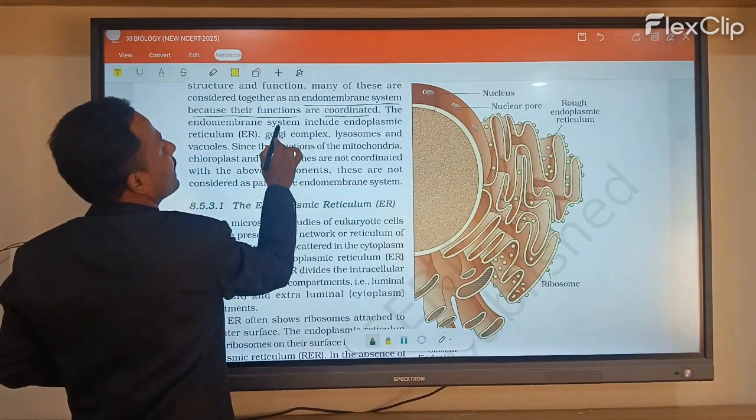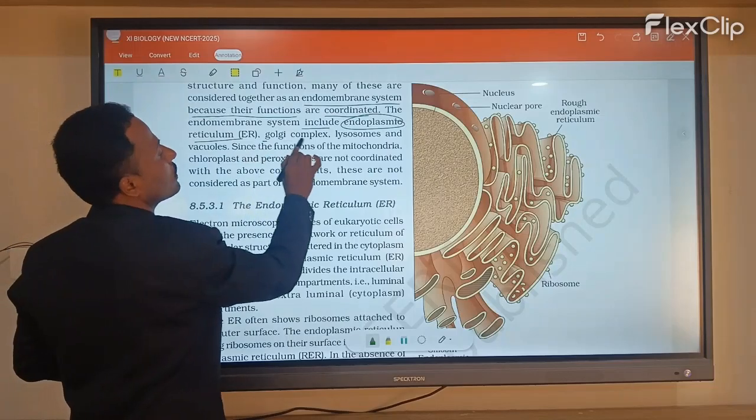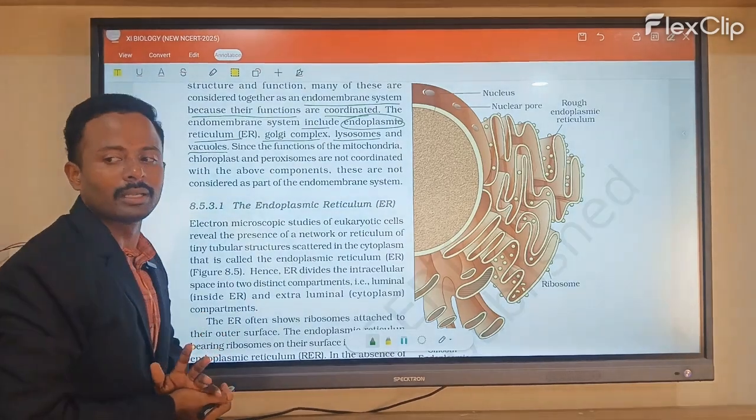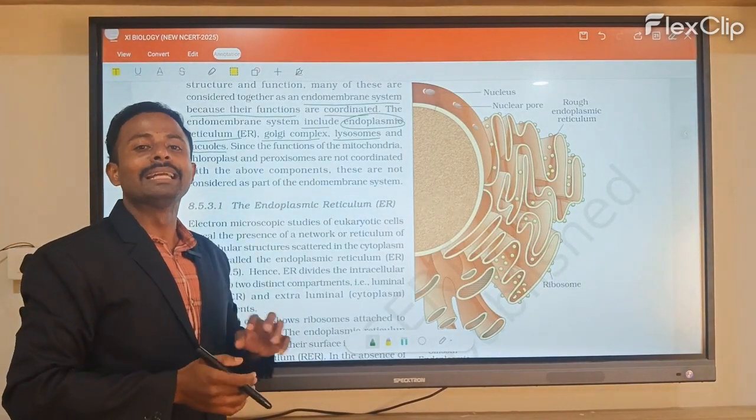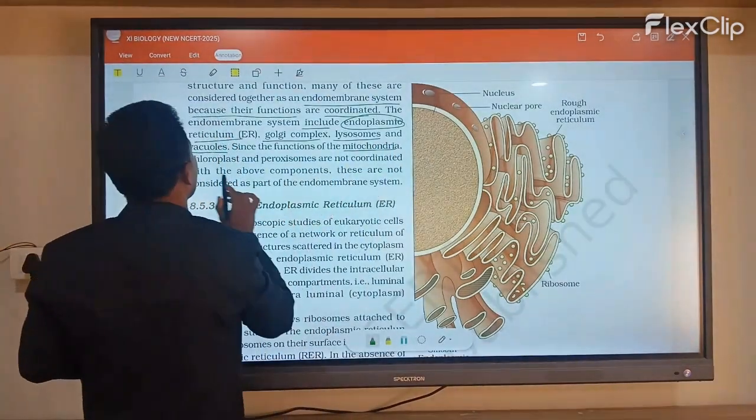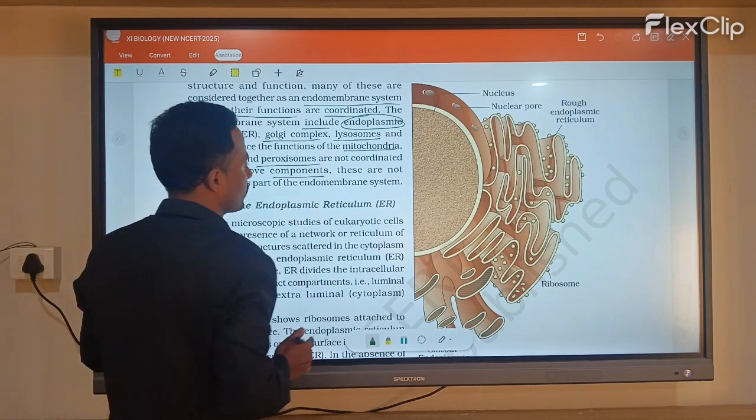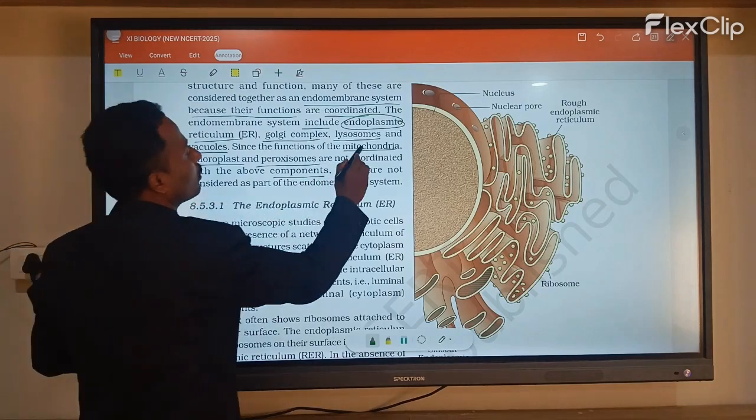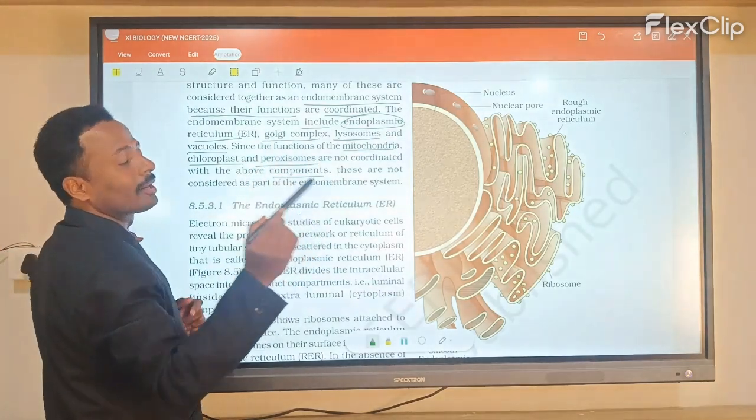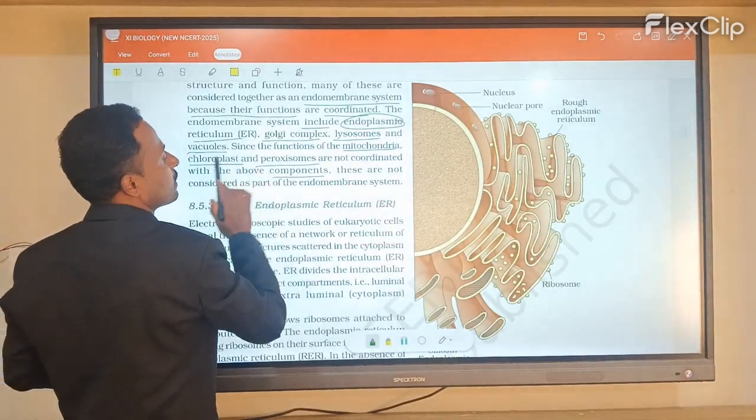The endomembrane system includes what? Endoplasmic reticulum, that is ER, Golgi complex, lysosomes and vacuoles. These are called the endomembrane system. Since their functions are not coordinated with the above components, mitochondria, chloroplasts and peroxisomes are not included. This is a very important point, which is asked many times in competitive exams: mitochondria, chloroplast and peroxisomes are not part of the endomembrane system.